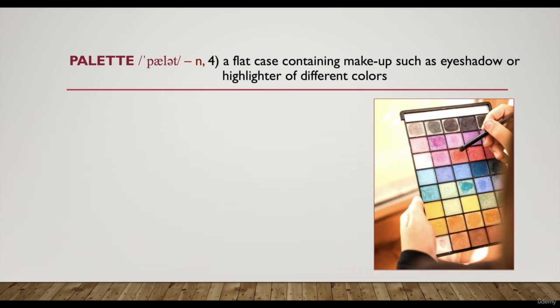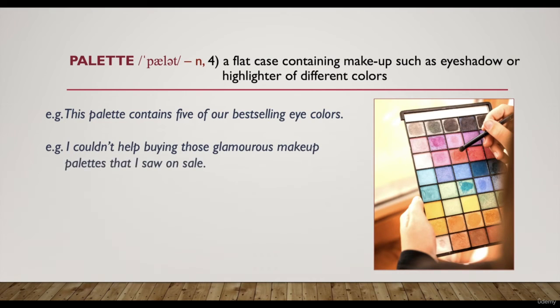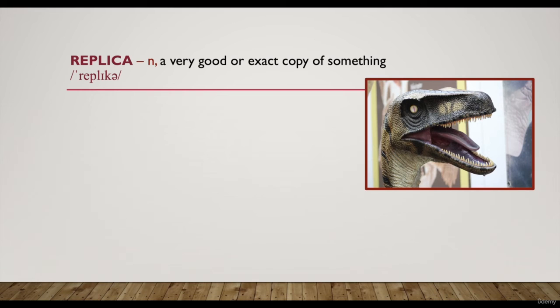And finally, the last meaning of the word palette. It's a flat case containing makeup, such as eyeshadow or highlighter of different colors. So you can see that there's this person in the picture working with a palette of eyeshadows, most probably. So there are different colors in this case, in this palette. Let's look at some examples. This palette contains five of our best-selling eye colors. And one more: I couldn't help buying those glamorous makeup palettes that I saw on sale. And we're moving on to the word replica.